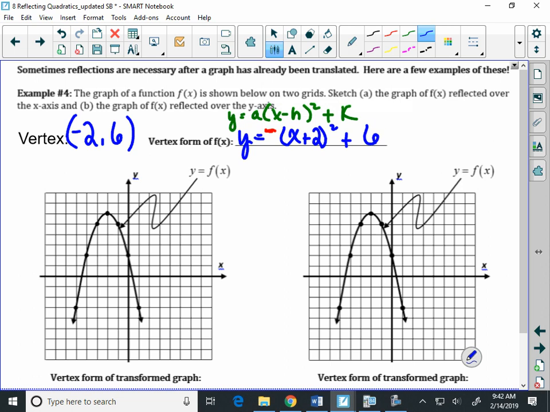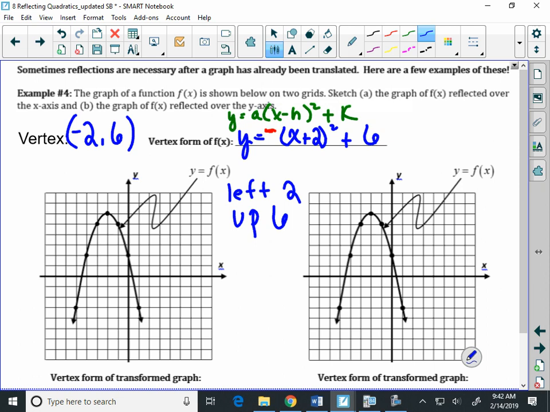Ask yourself when you draw this, when you look at it, is it left 2? Yes. Is it up 6? Yes. Maybe again you type this equation into the graphing part of your calculator and make sure that the equation matches with your picture on the graph.